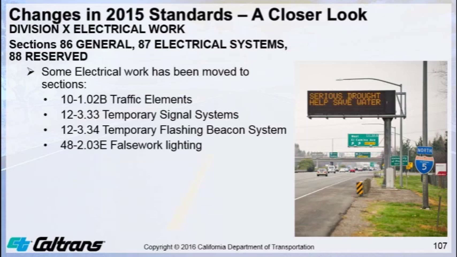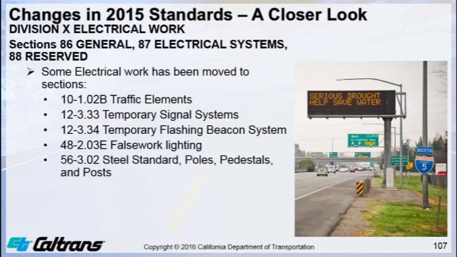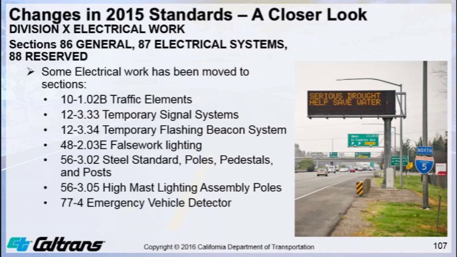Falsework lighting is now in Section 48-2.03E. As we talked about before, Section 56-3.02 includes the steel standards, poles, pedestals, and posts. Section 56-3.05 has requirements for high mast lighting assembly poles. And last, Section 77-4, which is local infrastructure, includes the emergency vehicle detectors, since these are required by local agencies. And last is painting of electrical. Painting of electrical, again, got moved into the incidental work. It's in Section 78-4.08.